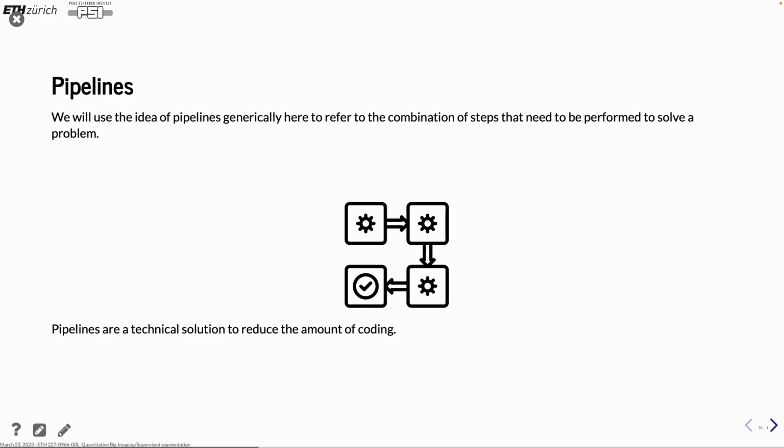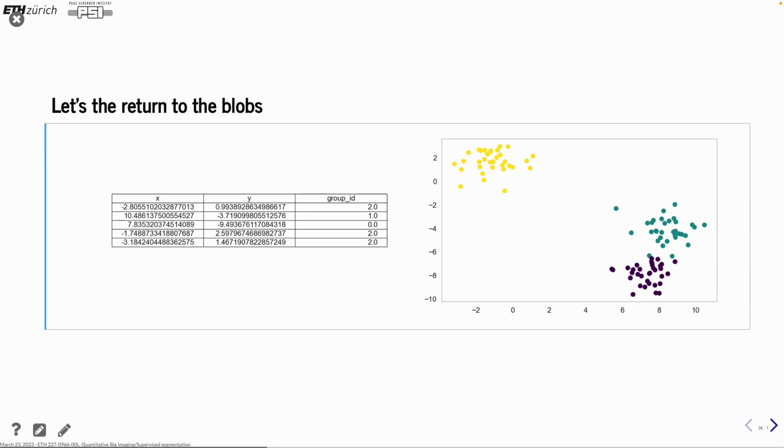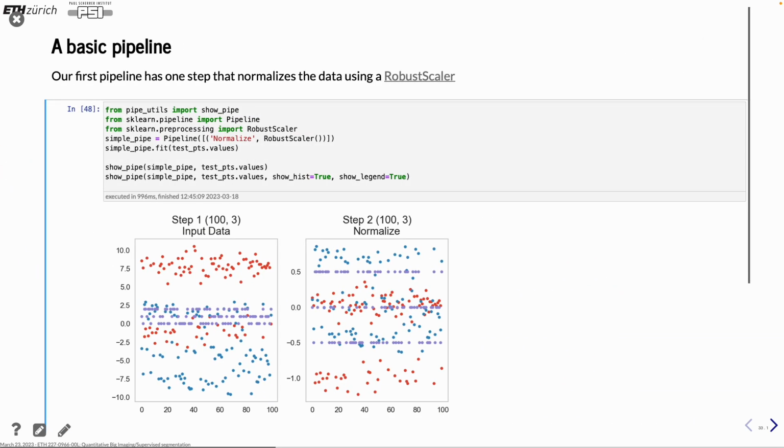Pipelines. Now we leave classifiers as such, and go over to, say, a construct to create workflows. In principle, it's a construct where you can put in different processing modules and execute them, and you can simplify the coding in that sense. We have blobs again, and we want to analyze them. If we create a pipeline now, we need to import this pipeline and some support stuff. Show pipe is just for doing the plotting, and robust scaler is what we add to this.